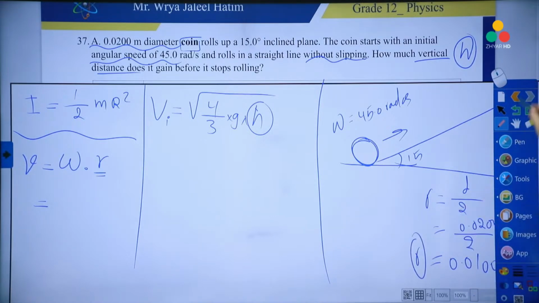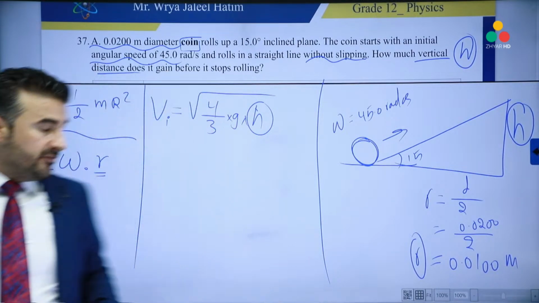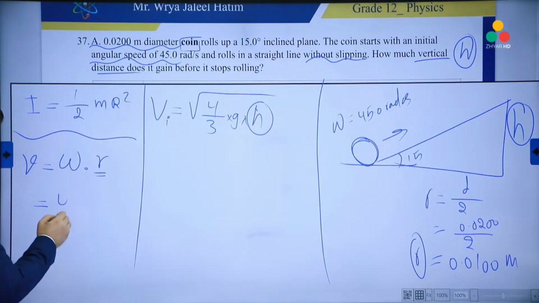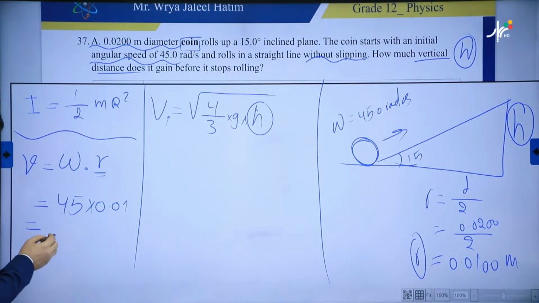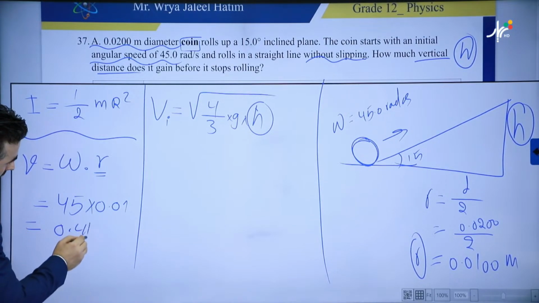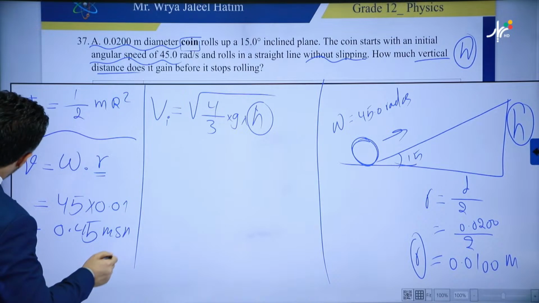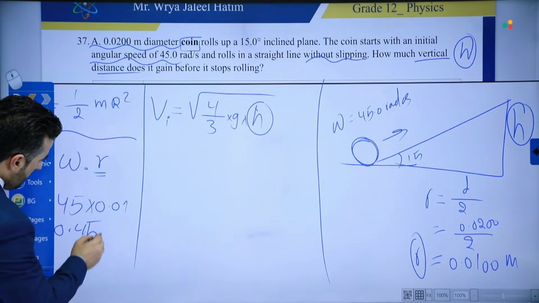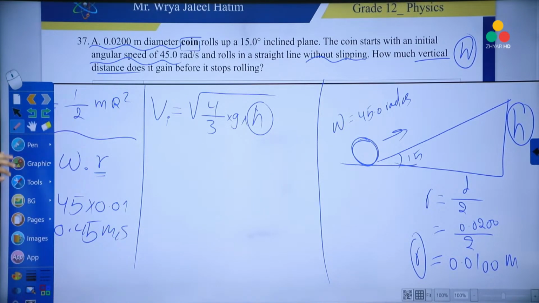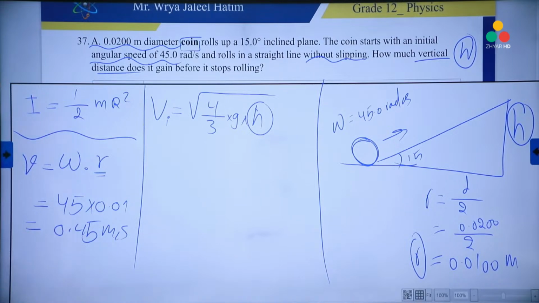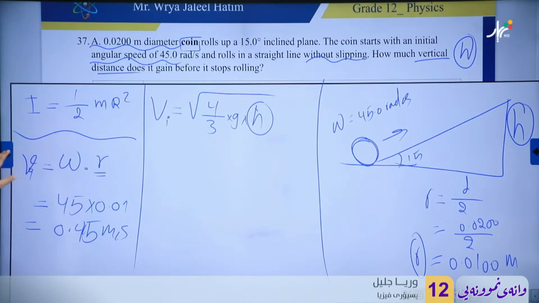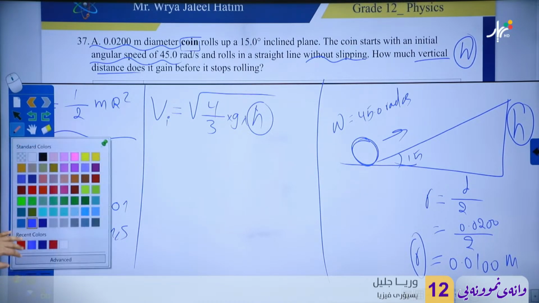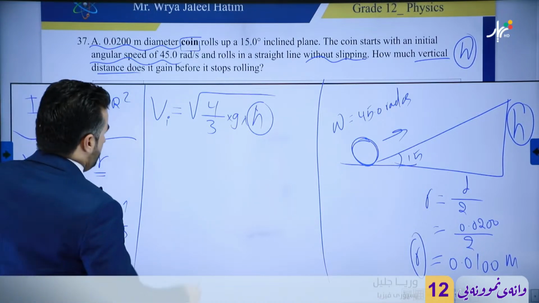So this is the radius now. Using the radius and angular speed, we can find the translational speed. We'll say 45 multiplied by 0.01, and of course, we will get 0.45 meter per second, because this is translational speed. Now we have the translational speed, and this is the initial one. We can plug the numbers into the equation. So let's see what happens next.